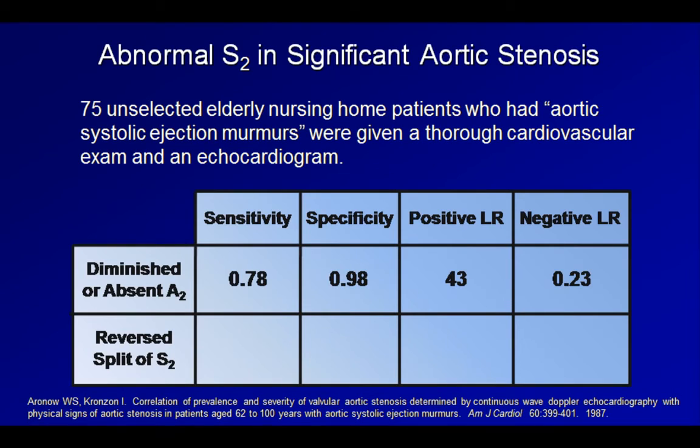For a reverse split of S2, the sensitivity and specificity were 44 and 84% respectively, from which we can calculate a positive likelihood ratio of 2.8 and a negative likelihood ratio of 0.66. These numbers are a bit more modest, but still are a little helpful.